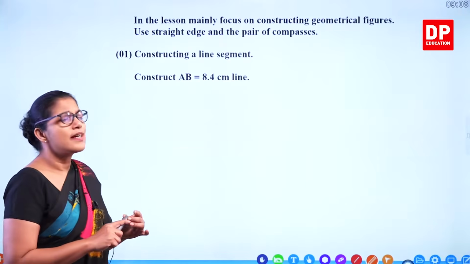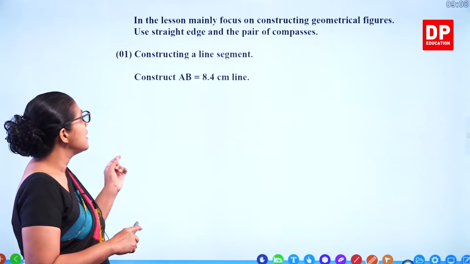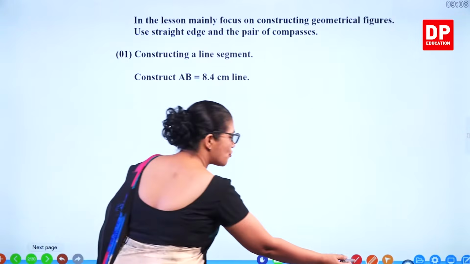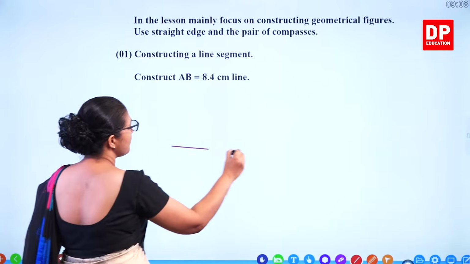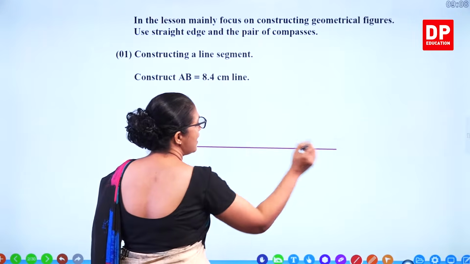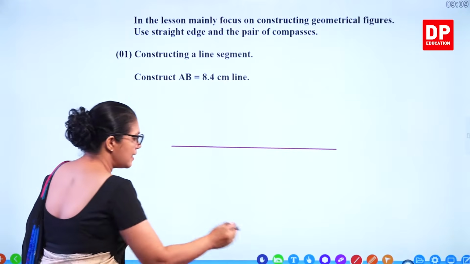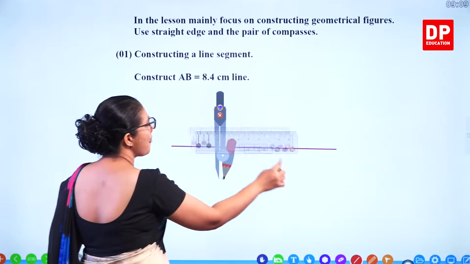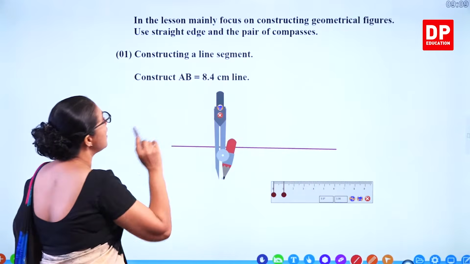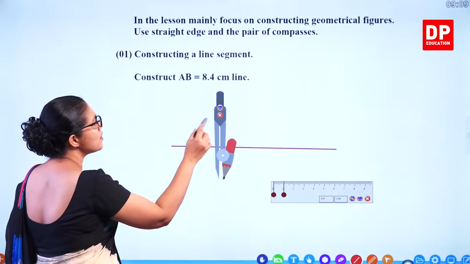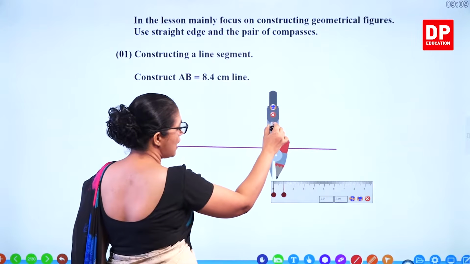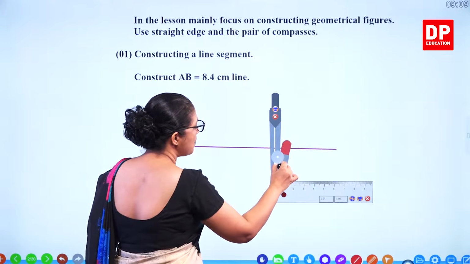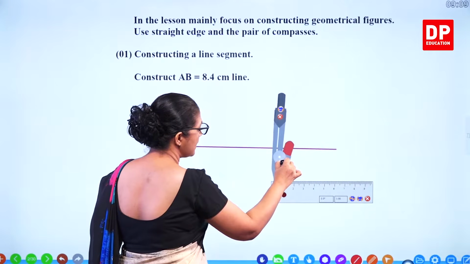So we'll first construct a line segment. So how do we construct a line segment? We can first draw a line. Any length you can take here and then take the ruler and the compass. Now you can measure the length, 8.4 centimeters. So you take 8.4 centimeter length.